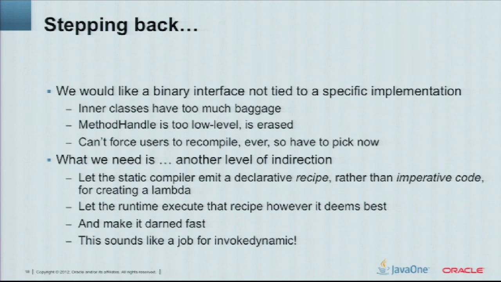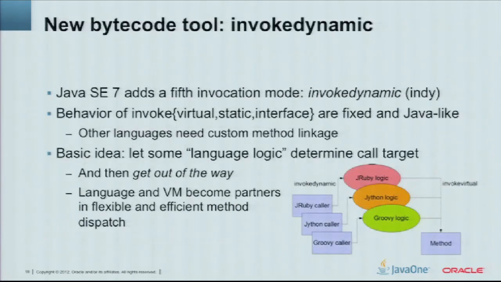So in addition to adding method handles to Java in Java 7, we also added another bytecode tool, invokedynamic. So this is added to the other 4 invocation modes: static, virtual, interface, and special.